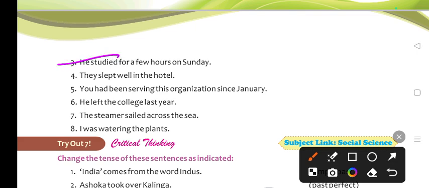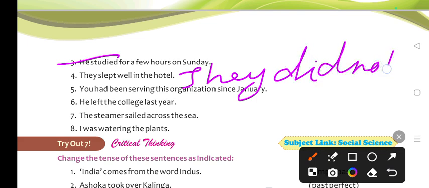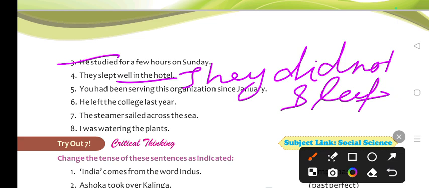For the third one, he studied for hours on Sunday. So just reply to this in the chat box. Okay. Now I am solving this. They slept well in the hotel. So they did not. What do we write here? They did not sleep. First form we will use. They did not sleep well in the hotel. Rest we will write as it is.